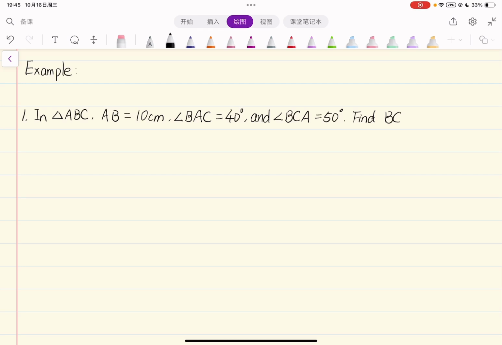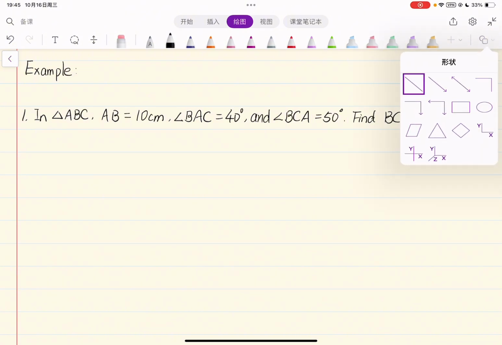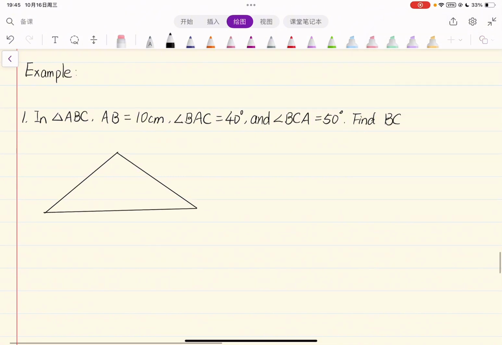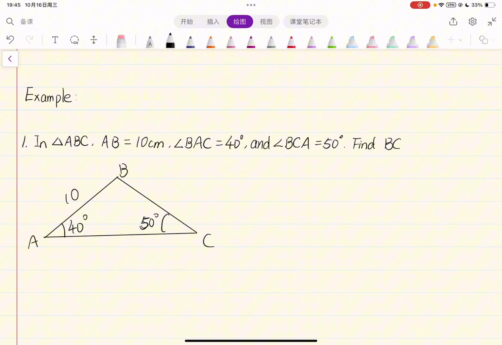and the angle BCA equals 50 degrees. The question asks you to find the length BC. So we first draw and label the triangle. Triangle ABC, AB equals 10 cm, the angle BAC is 40 degrees, and the angle BCA is 50 degrees. Now we are asked to find BC.